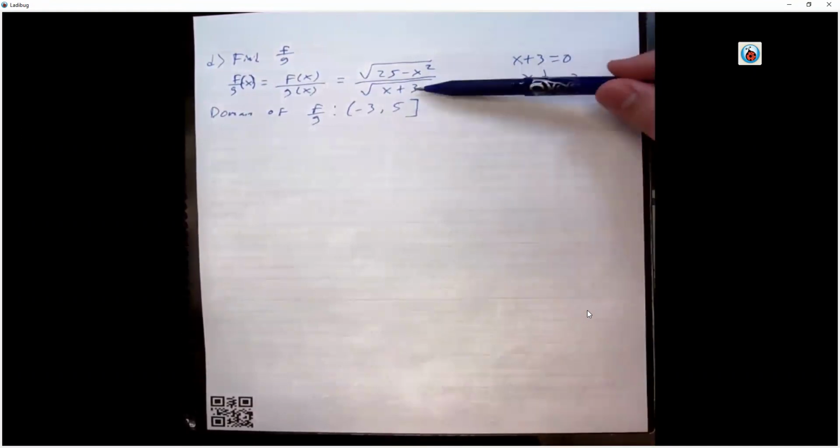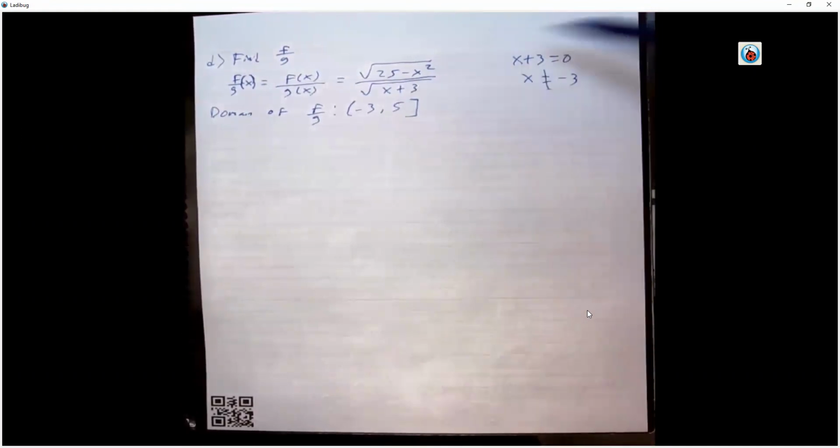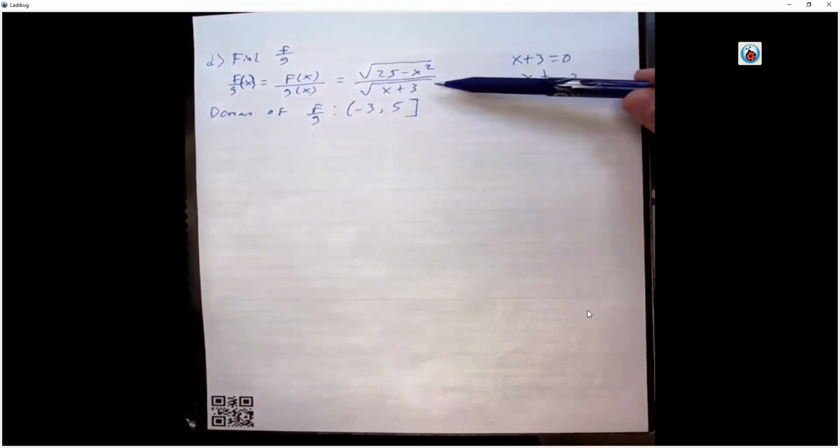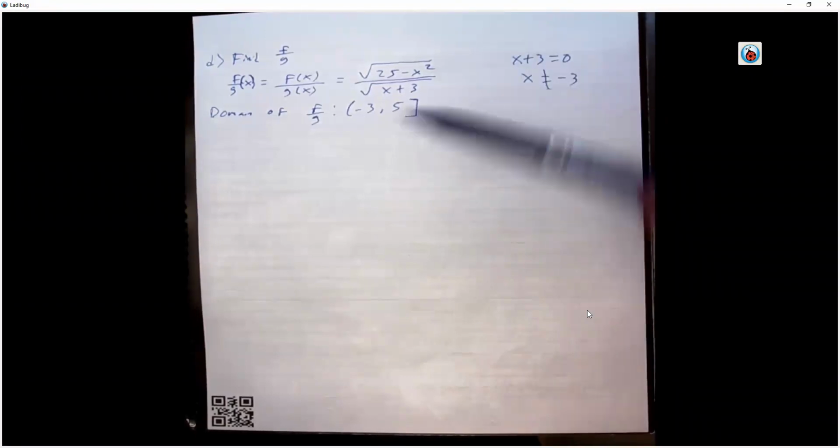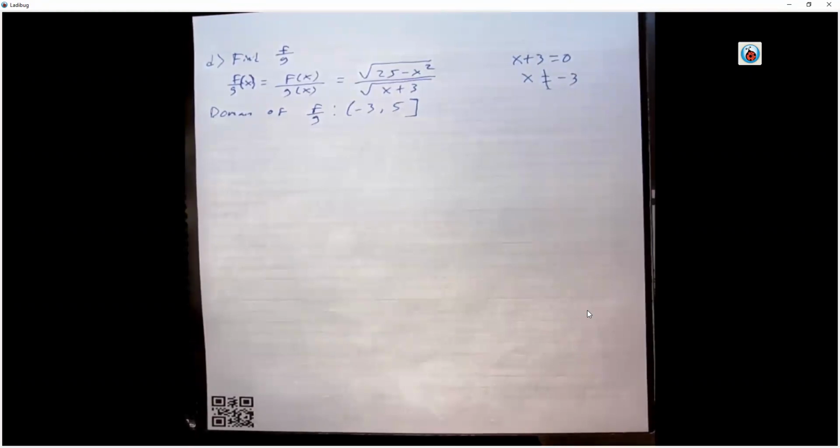So the bottom part, we want to know what makes it 0. So you can solve for it and find out. Only the bottom will cause division by 0, which is a problem. We don't care if the top is 0. We only care if the top is negative. But we already took care of that earlier. So we just have to check one more restriction.